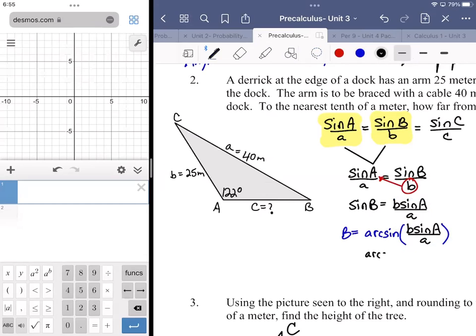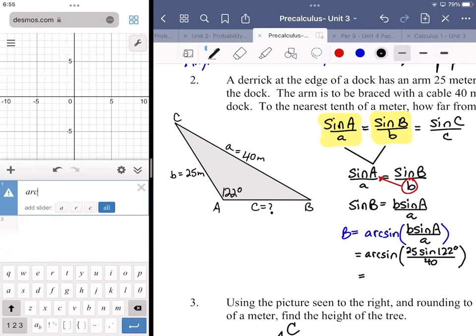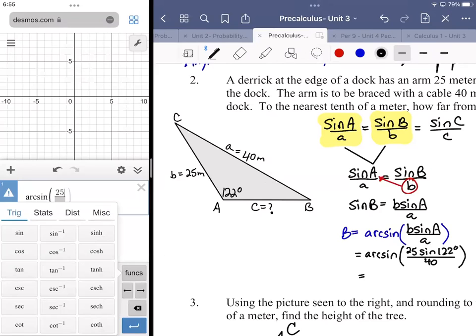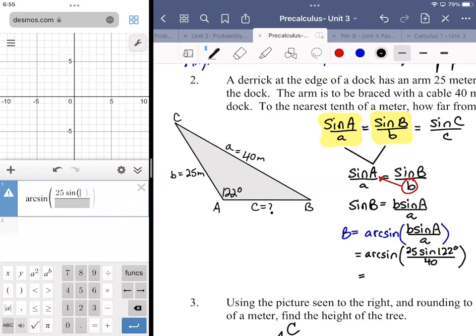So arc sine 25 sine 122 over 40. So that's what I'm going to pop into Desmos. Arc sine, fraction, sine. So function, trig, sine. You can type in the word sine too. 122, just make sure you're in degree mode, over 40.